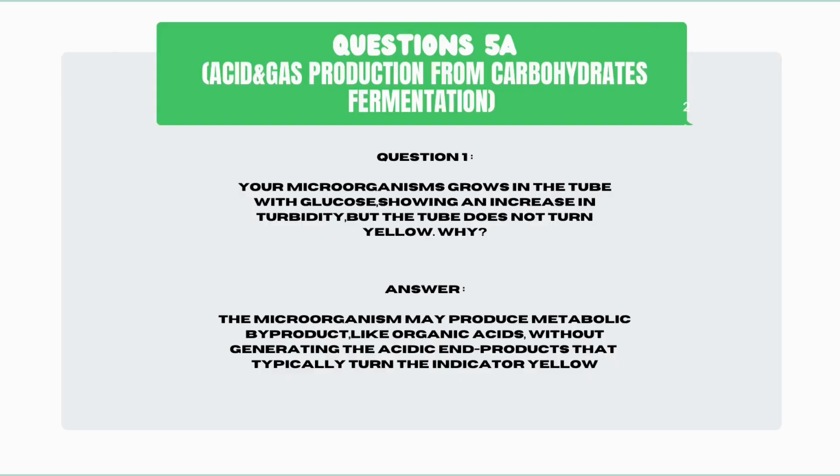Question number 1. Your microorganism grows in the tube with glucose, showing an increase in turbidity, but the tube does not turn yellow. Why? The absence of yellow color change despite increased turbidity suggests that the microorganism may produce metabolic byproducts like organic acids without generating the acidic end products that typically turn the indicator yellow.